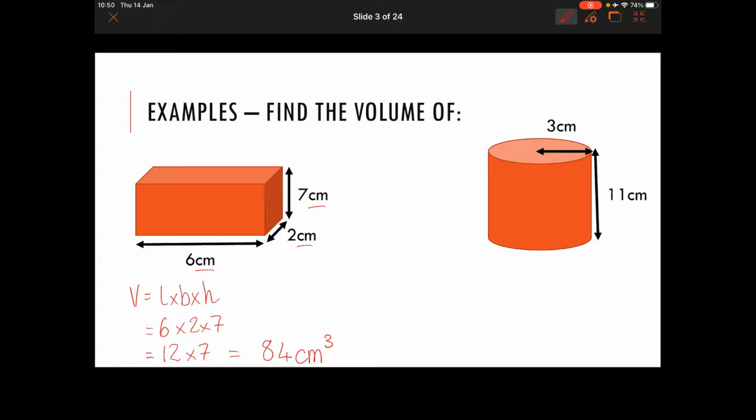Next, we're going on to our cylinder. Again, I'm just going to check my units are matching up here. They're both in centimetres, so I'm going to need that my volume is pi r squared h.